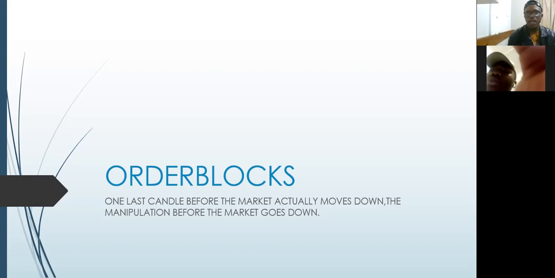The order blocks are mostly beneficial when you are identifying them on bigger time frames. I repeat, the order blocks are mostly beneficial when you identify them on bigger time frames. So I hope that does make sense.